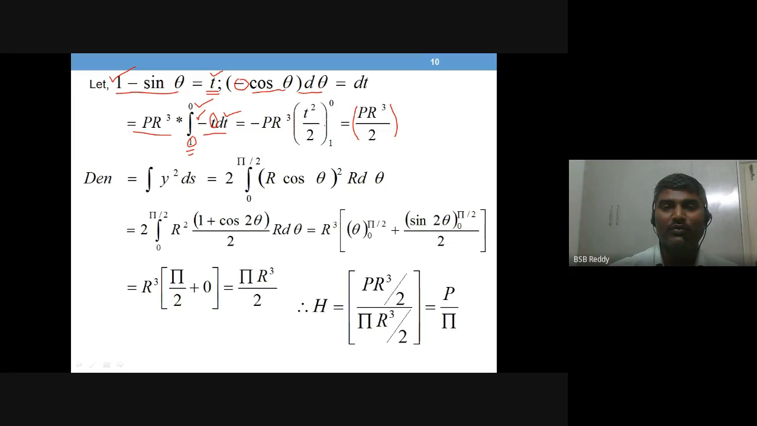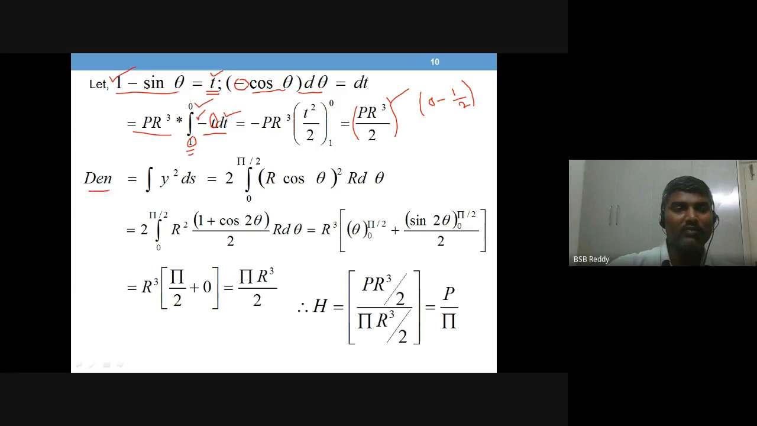So if you see, applying limits carefully, upper limit is 0. So put t is equal to 0, you will have 0. Upper limit minus lower limit, which is 1. Substitute for 1, so you have t is equal to 1. So 1 by 2. So 0 minus 1 by 2, it will be minus 1 by 2 into minus P R cube. So minus of minus plus it has become. So this is the numerator value, right?